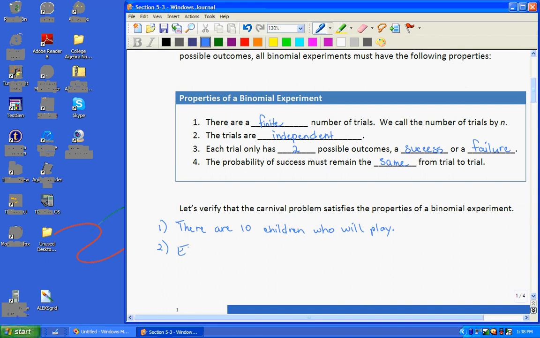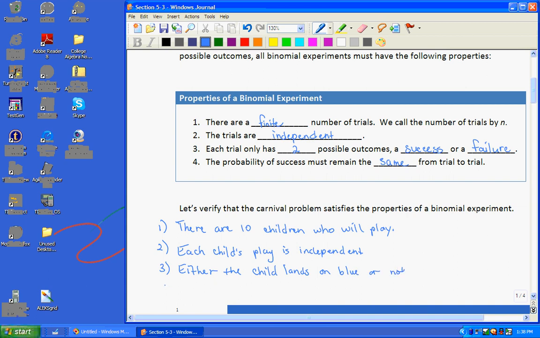Number 2, the trials are independent. Yes. Each child's play is independent. What one child does, whether they win a stuffed animal or not, has nothing to do with what the next child will do. Number 3, each trial has only 2 possible outcomes. True. Either you land on blue or you don't land on blue. So either the child lands on blue or not, so that fits.